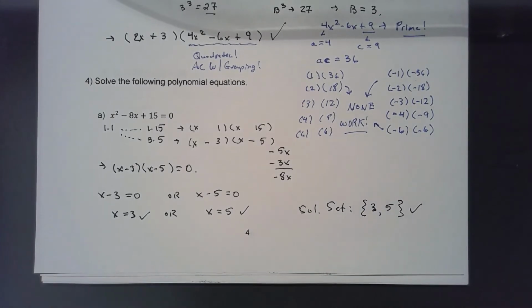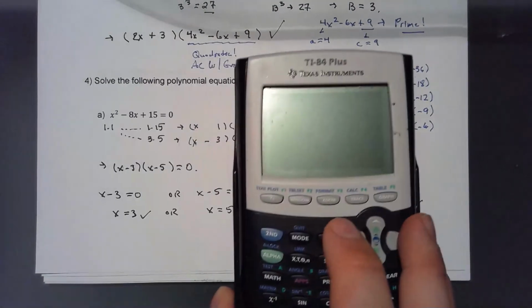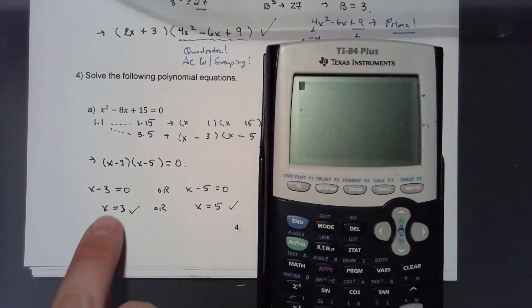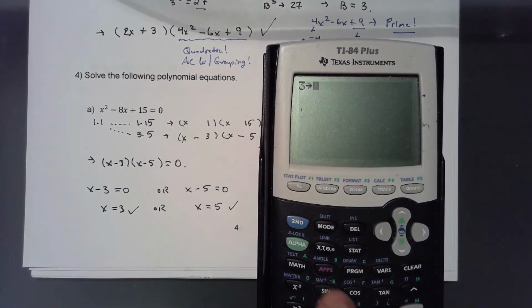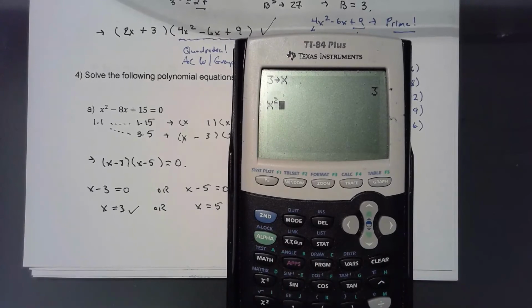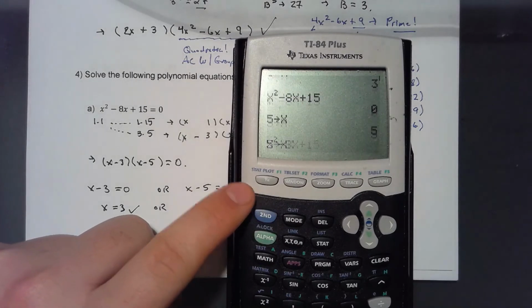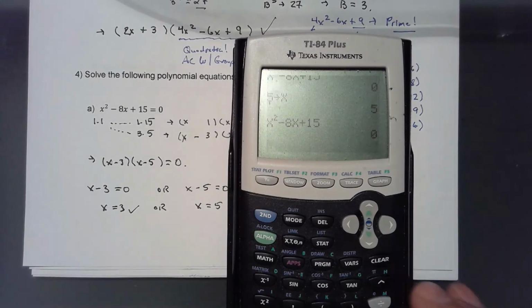And you should check your solutions in your calculator by storing them in your calculator. So it's 3 store into x. Type in the original quadratic, which is x squared minus 8x plus 15, and that gives me 0. Then you can also check 5. 5 store x, second enter, hit enter, and I get 0. So I know they work.